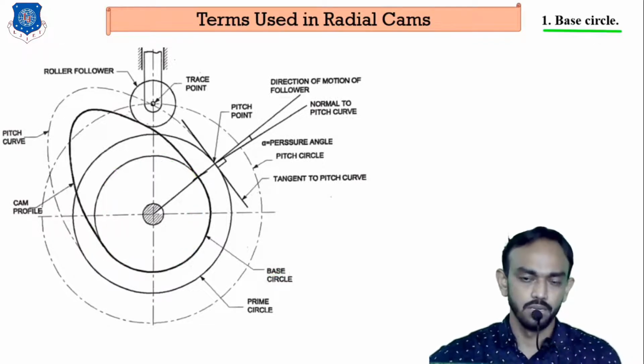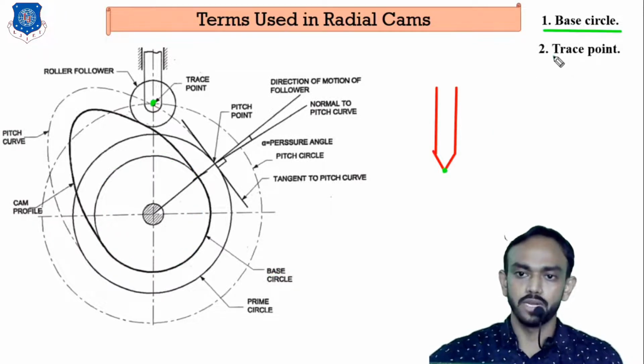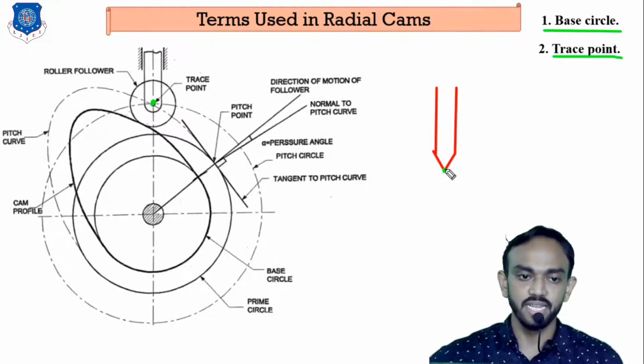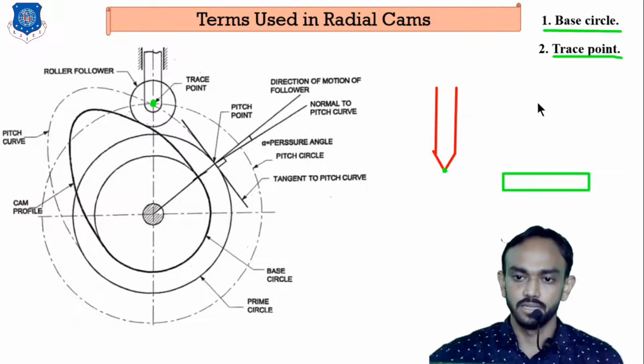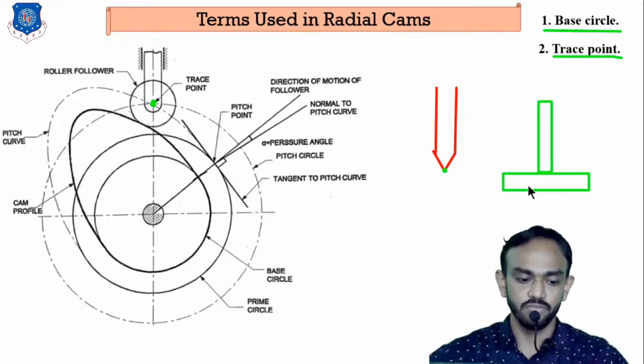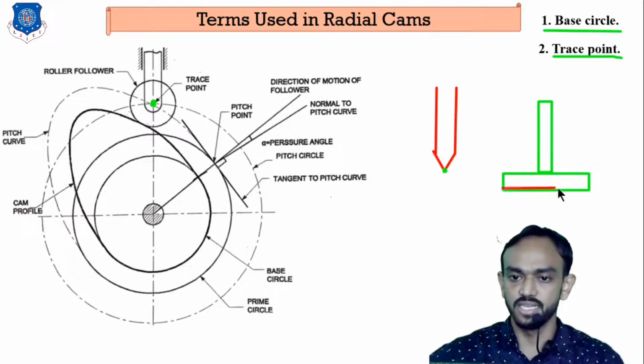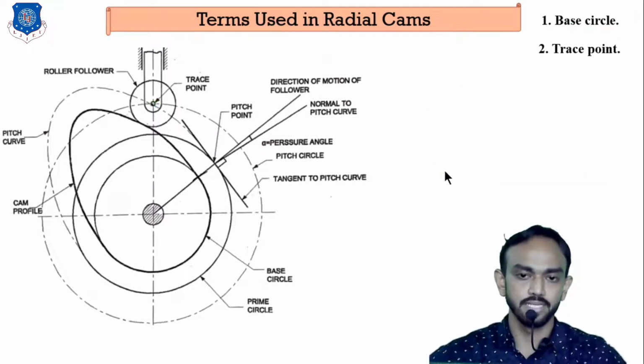Second term: the trace point is a reference point on a follower, which we consider for the motion of the follower. In this roller follower we consider this center as the motion of the follower, and in a knife edge it is the edge. In a flat face follower, there is a whole surface, which is considered as the reference. So that's it.